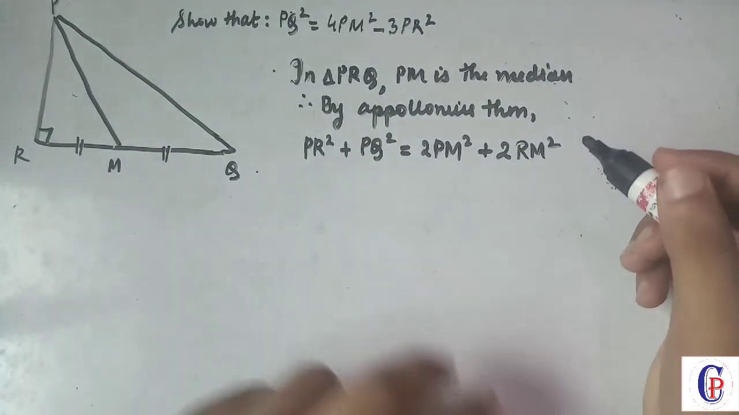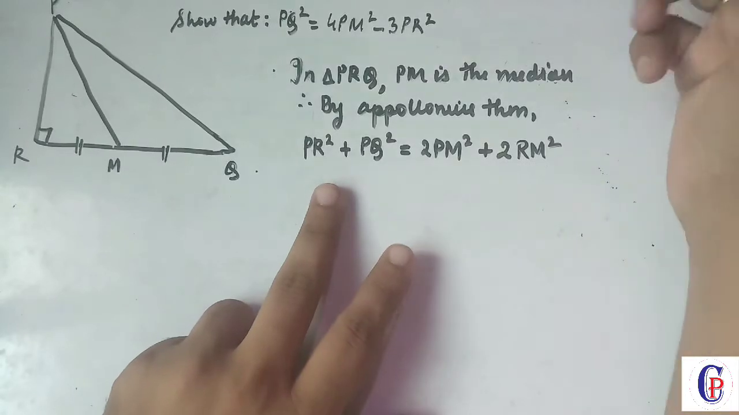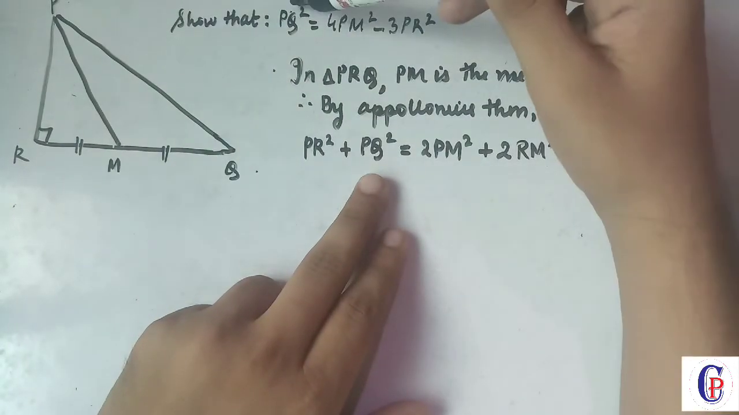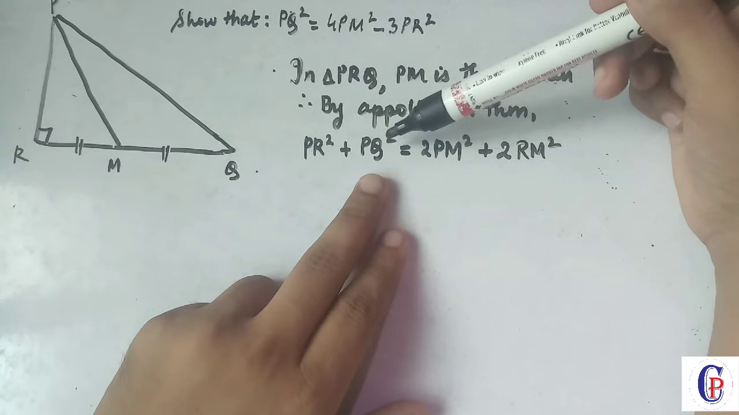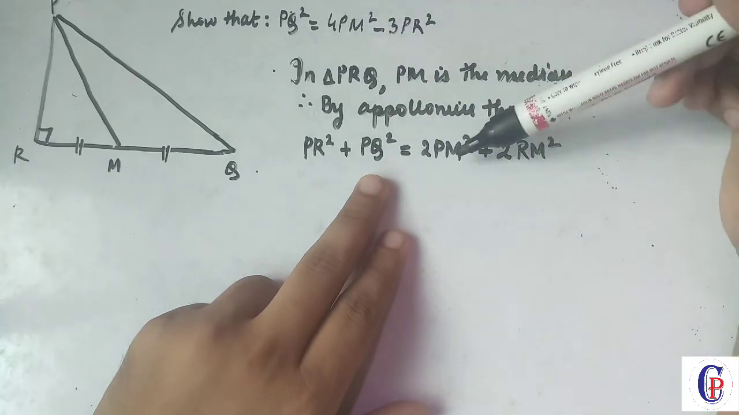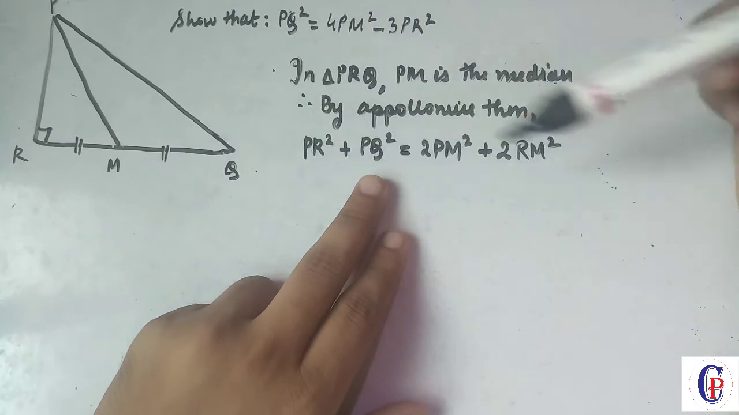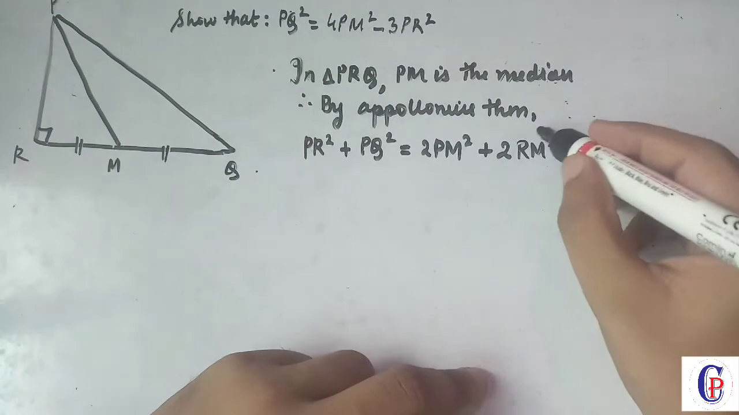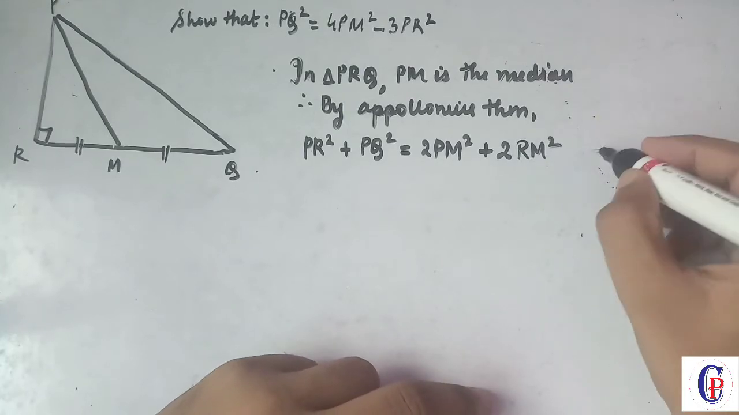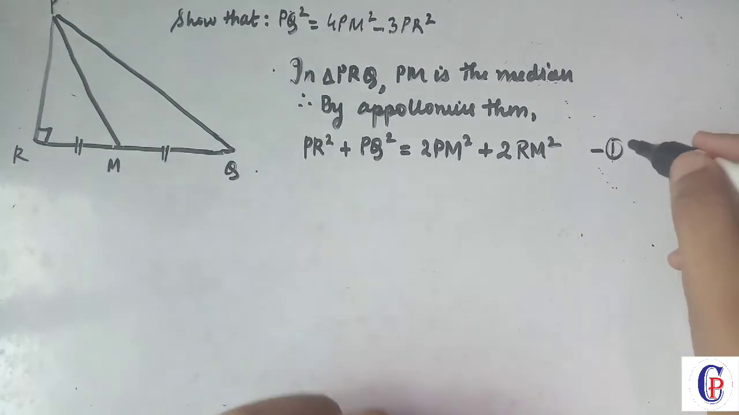See, we wanted PQ. In this proof we wanted PQ, we have PQ. We wanted PM, there's PM. PR is PR. The unwanted part is this part, RM square. So let us keep it like this, RM.